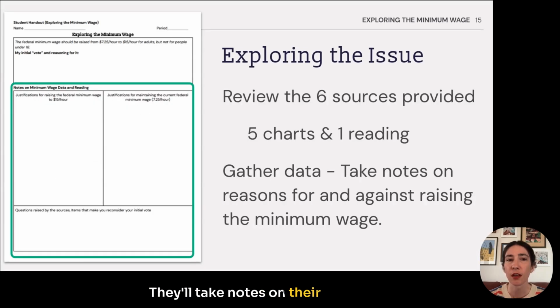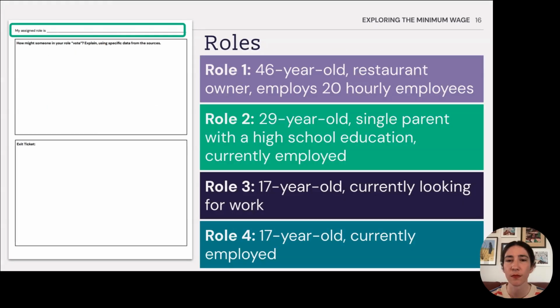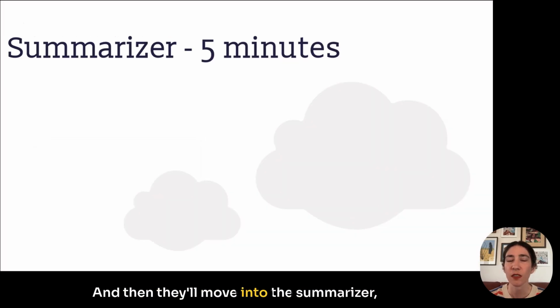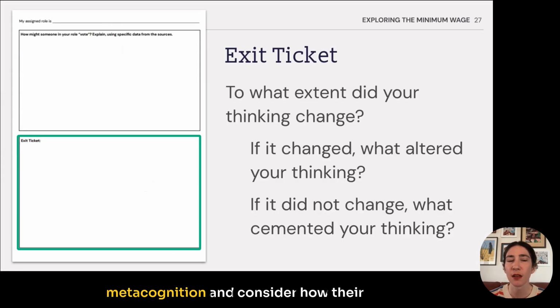They'll take notes on their handout for those 6 sources. They'll get around 20 minutes with those sources. After that, they'll be assigned a role and consider how someone in that role would feel about our initial prompt. And then they'll move into the summarizer, which is where they get to do some metacognition and consider how their thinking was affected by today's class.